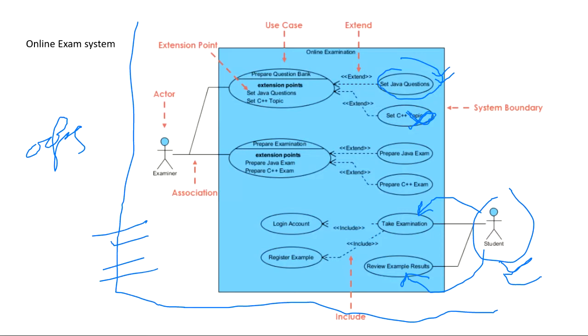You can also remove this, because it is possible that when the examiner is preparing the question bank, extend means he may include Java questions, but it is also possible that he may include some other questions which you are not showing with your use case diagram. That is also a possibility. So it doesn't mean that if there are only Java questions, there will be extend or include. It depends on the question.